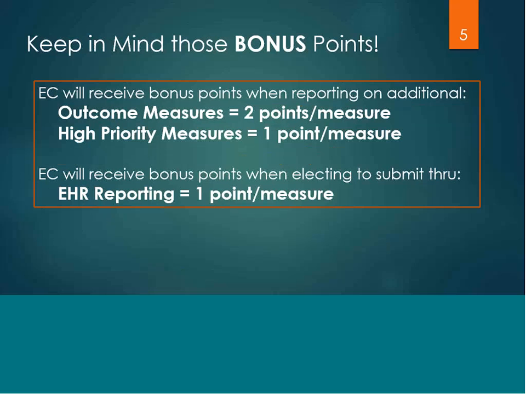You want to keep in mind when selecting quality measures that there are bonus points available. So additional outcome measures are worth 2 additional bonus points and 1 point for each additional high priority measure that you report on. If you choose to submit your quality measure data through EHR reporting, you will get 1 bonus point per measure.